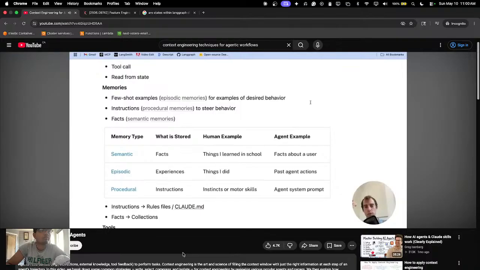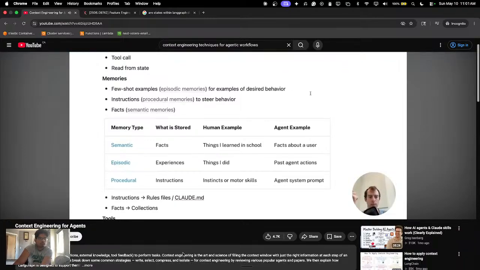Semantic memories in humans, for example, are things like facts, things that I learned in school. Episodic memories are more analogous to few-shot examples, past experiences. Procedural memories are like instructions, instincts, motor skills. And these are all things that we may want to selectively pull into context to help an agent solve problems.